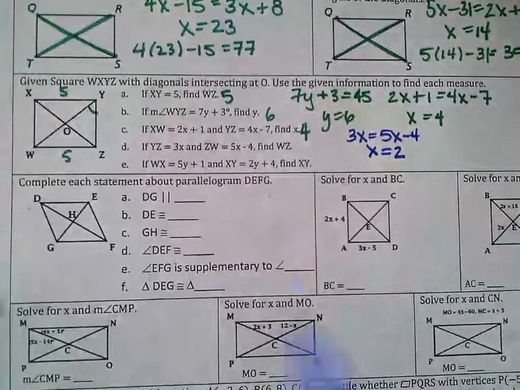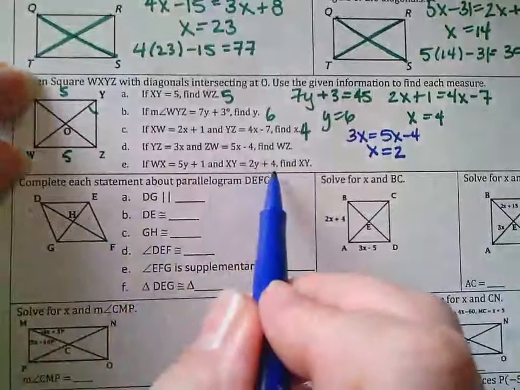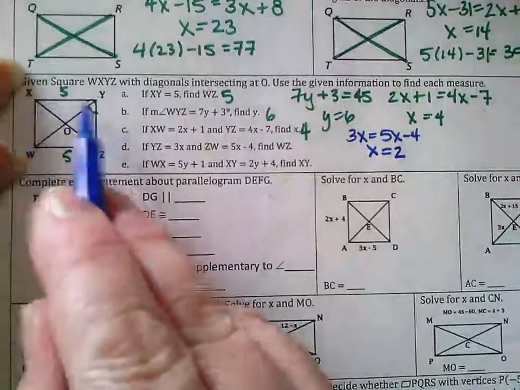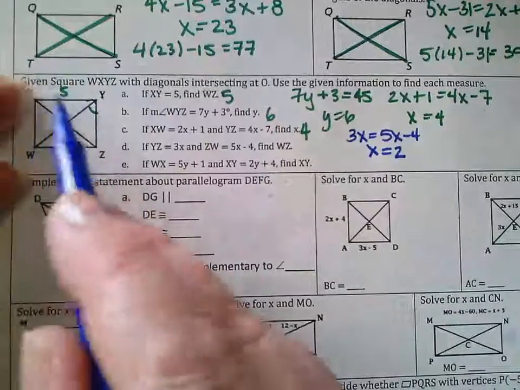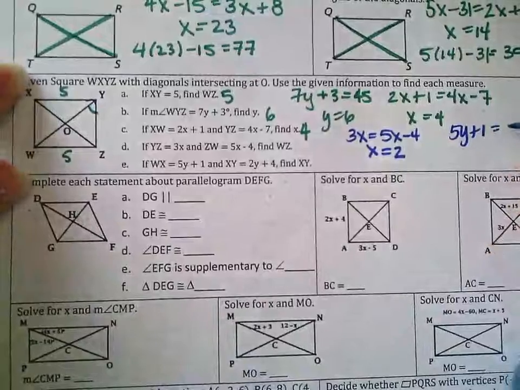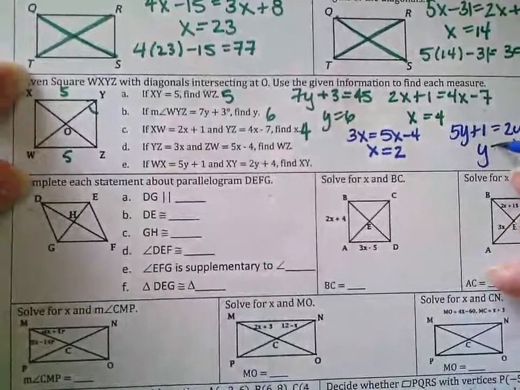And the last one, same type of principle here. This side right here is equal to this side right here. So these two sides are equal because this is given as a square. So 5y plus 1 equals 2y plus 4. And in this case, y equals 1.